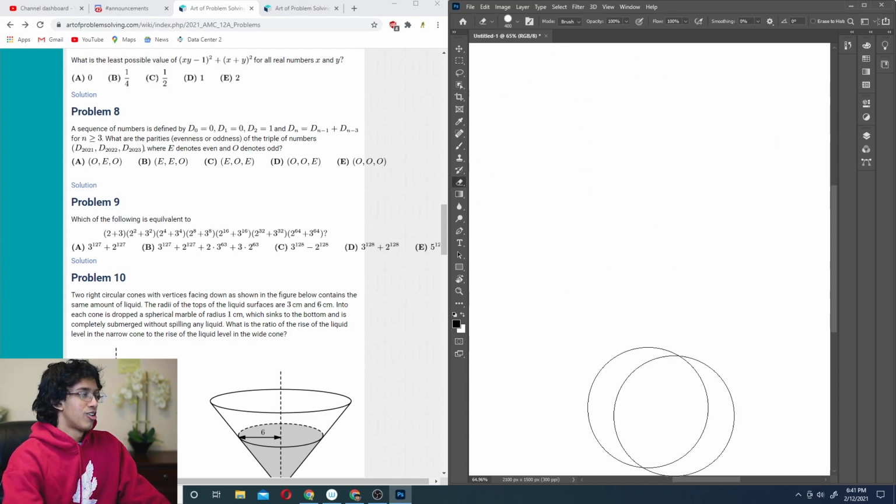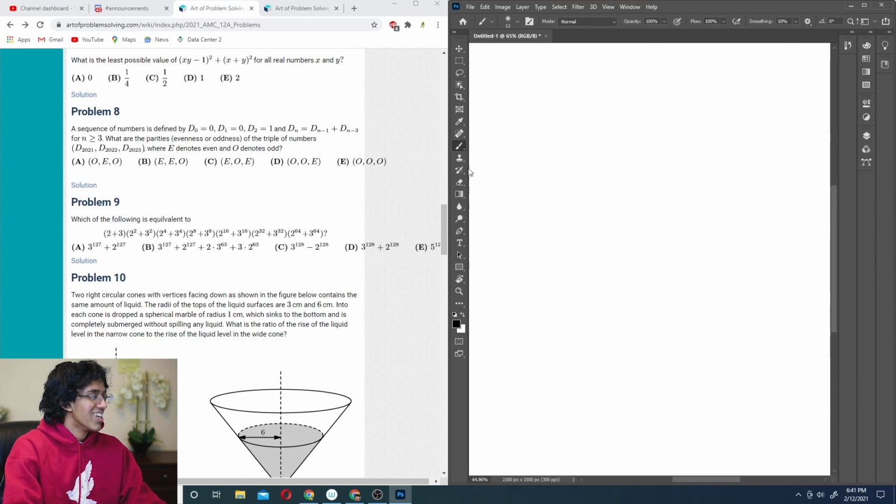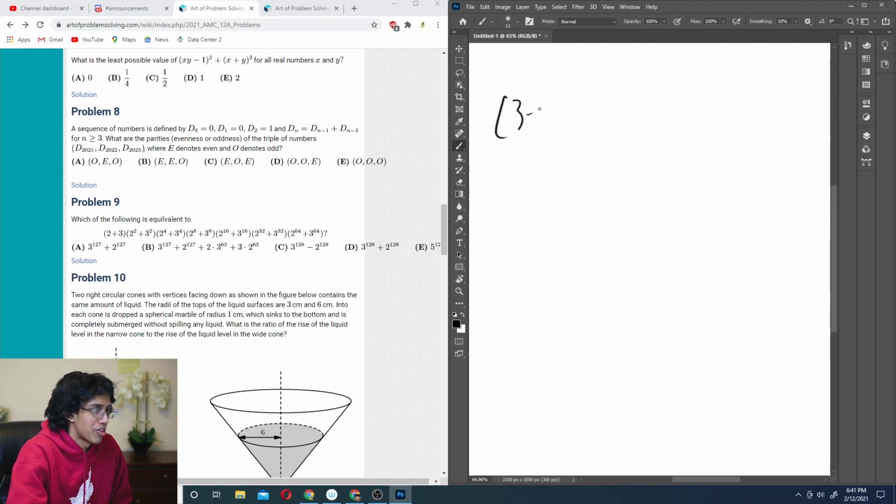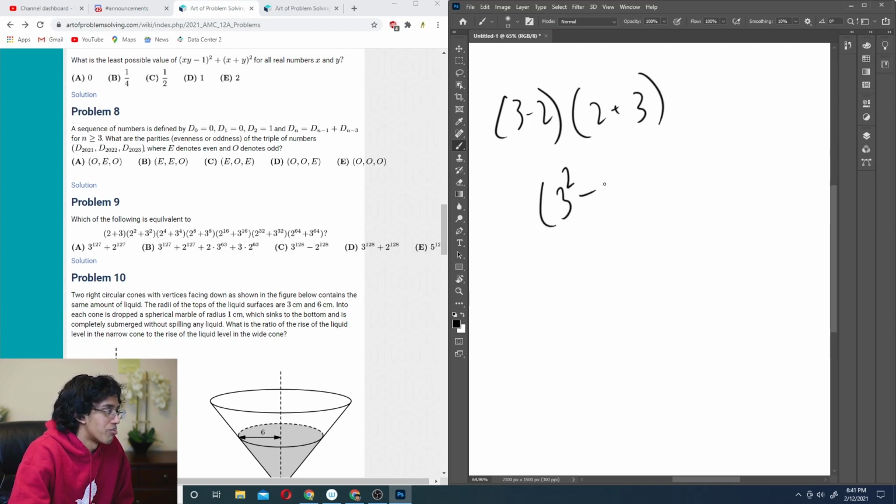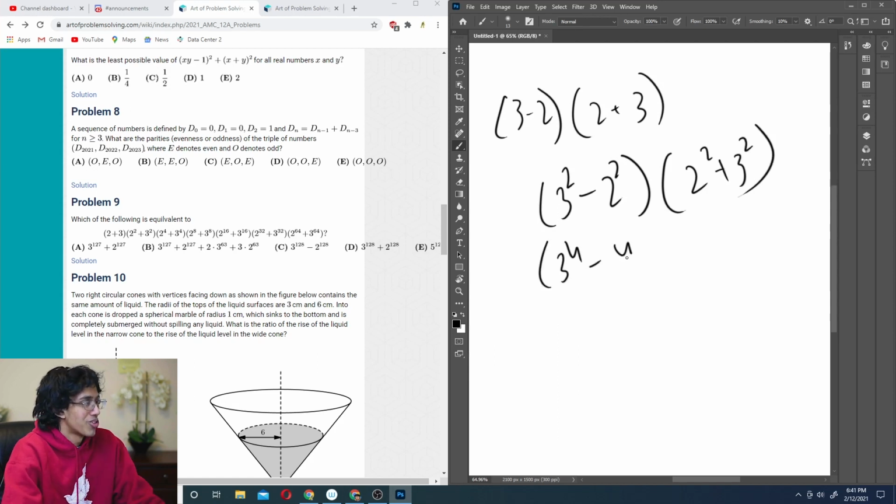Let's go to 9. Okay, this one was actually kind of fun. This one was great. I actually like this one a ton. So essentially, you just multiply by 3 minus 2, right? So now you get 2 plus 3. That becomes 3 squared minus 2 squared. Then you multiply that by 2 squared plus 3 squared. That becomes 3 to the 4 minus 2 to the 4.